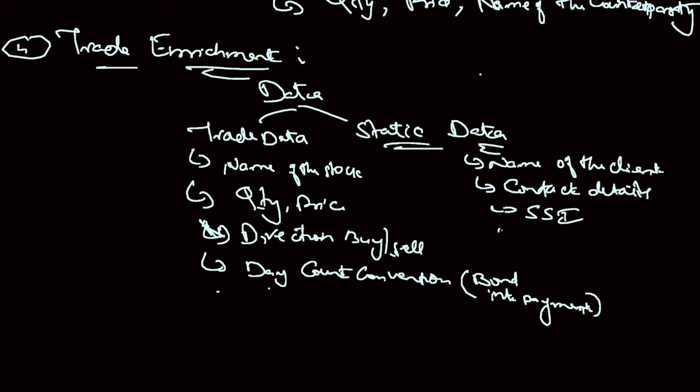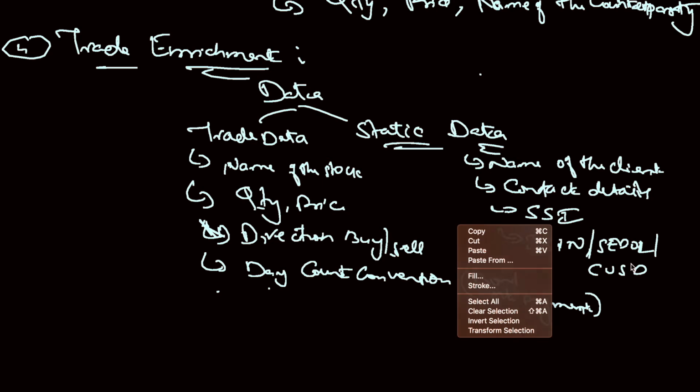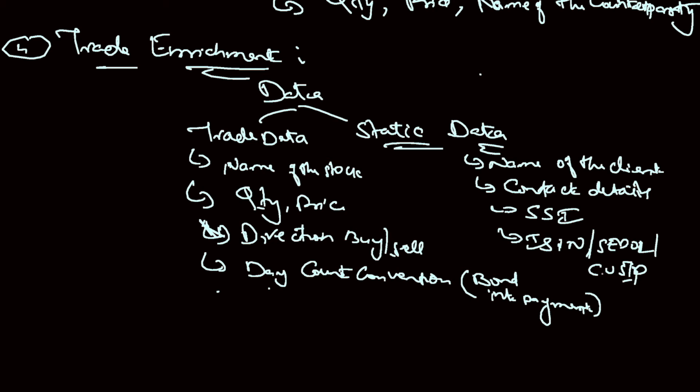Apart from SSI, other static data are ISIN, International Securities Identification Number, or SEDOL, Stock Exchange Daily Official List. This is for all the securities traded in UK, SEDOL, or CUSIP. CUSIP is for all the securities traded in US. So these are all the static data.